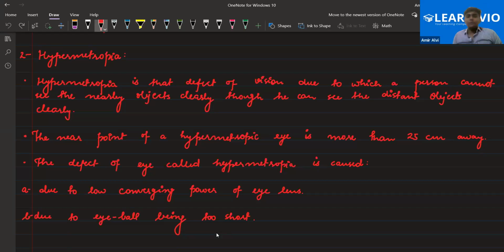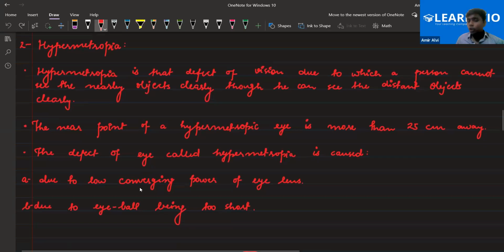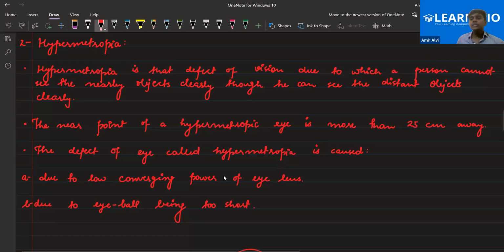Okay. Next, the near point of the human eye is more than 25 centimeter. It is shifted towards infinity, right? Next, hypermetropia is caused by the low converging power of the eye lens. It means the light rays are not getting converged enough by the convex lens, right? In that case, the focal length will increase. That's why the image is formed beyond 25 centimeter. Clear?